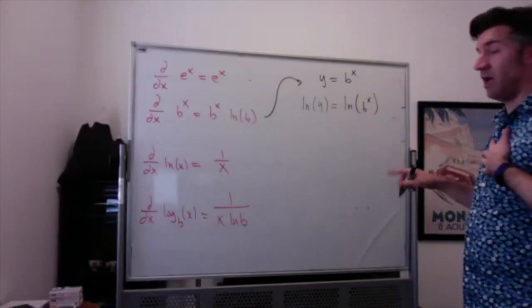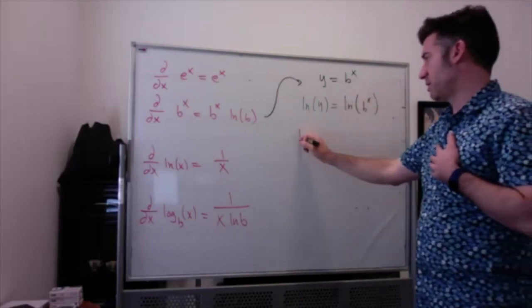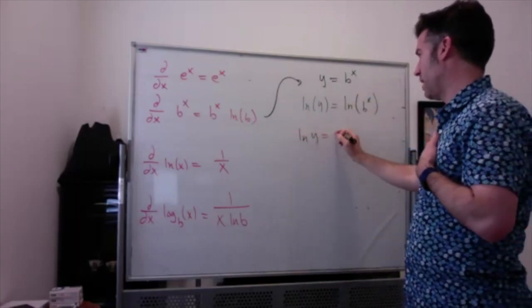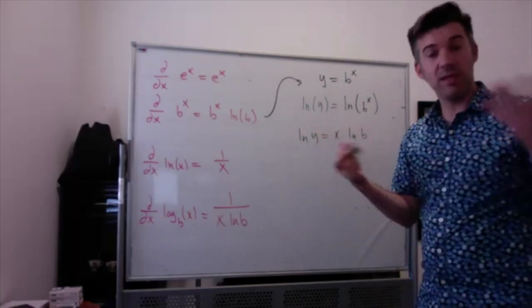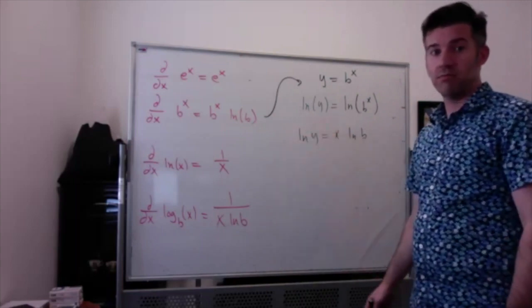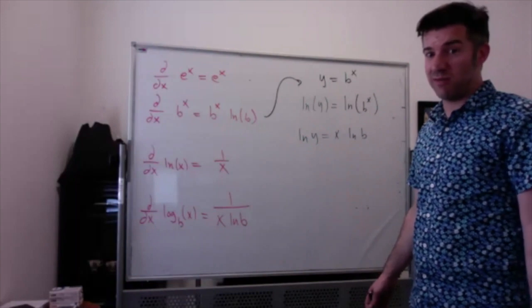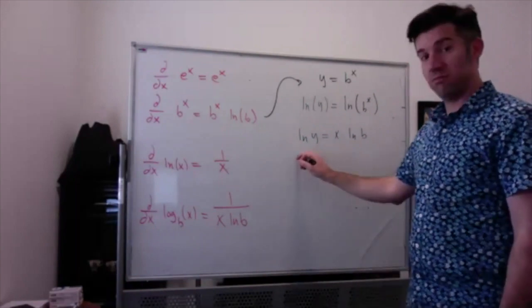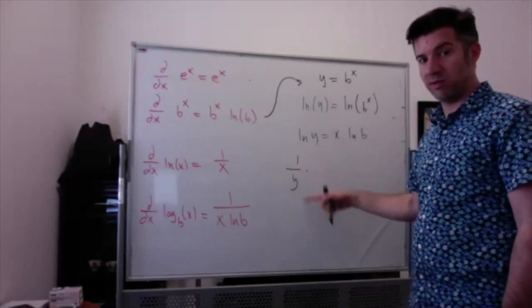Now I'm going to use my rules of logarithms and say that x can come down. So I've got the natural log of y equals x times the natural log of b. Then I'm going to differentiate both sides. What's the derivative of the natural log of y? Well, what's the derivative of the natural log of some stuff? What do I have to multiply by?